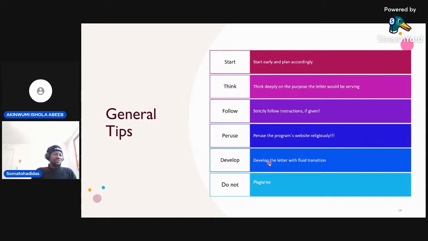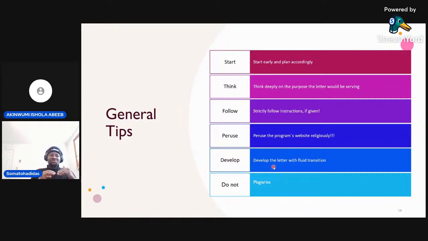Then you have to develop the letter with fluid transition. What I mean by that is there must be a flow. The ones I have written start from the problem and how they want to contribute, then continue with the experience that will help them to be successful in the program, and then go to why they picked the program or why the institution is best for them and their career, and how it is going to help their career objectives.